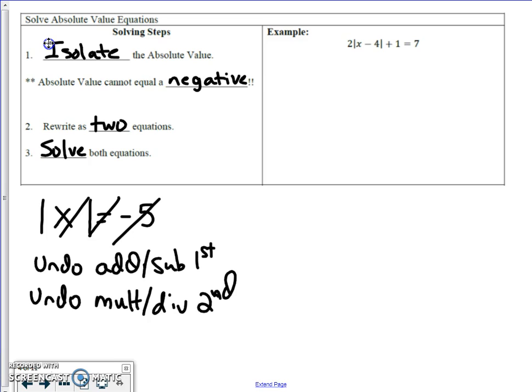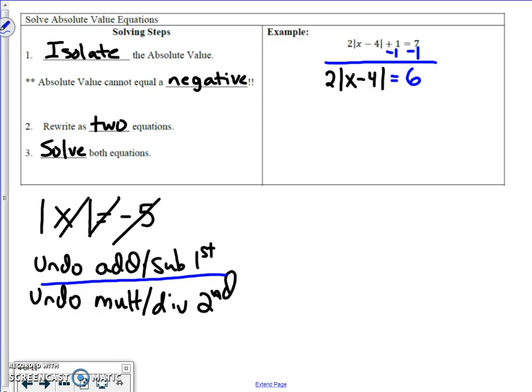We have 2 times the absolute value of x minus 4, plus 1 is equal to 7. We're going to undo addition and subtraction first. That's the plus 1. We're going to subtract 1 from both sides. And we're going to be left with 2 multiplied by the absolute value of x minus 4, and that's going to be equal to 6. Now we're going to divide both sides by 2, and we're going to be left with the absolute value of x minus 4 is equal to 3.